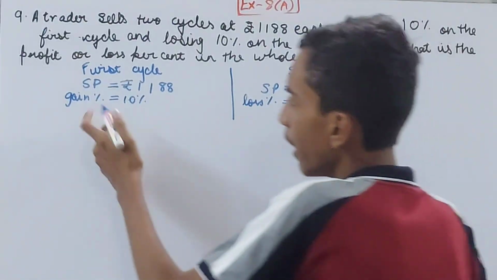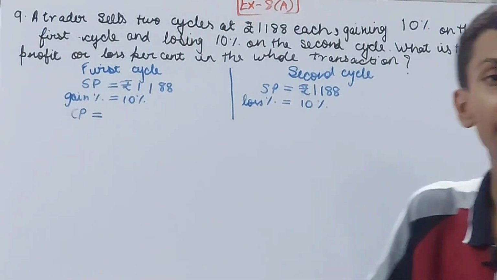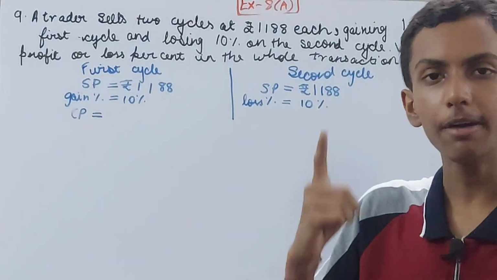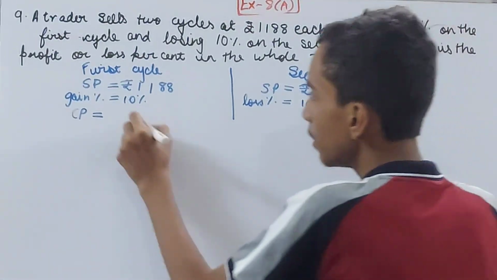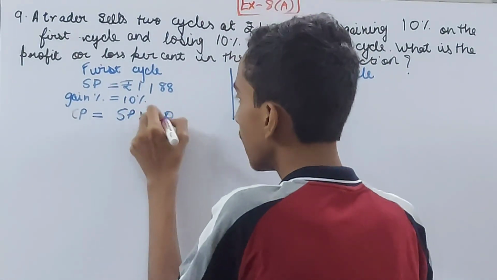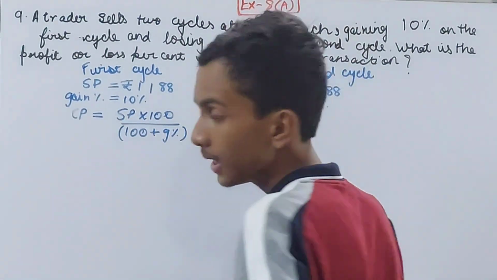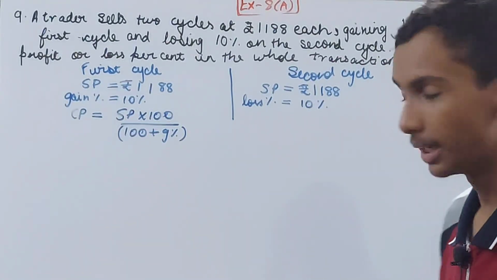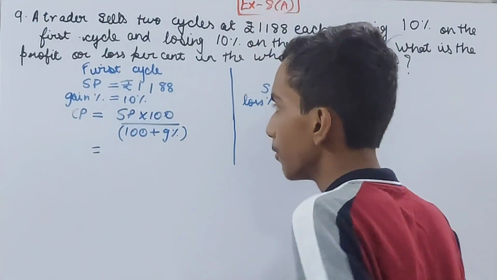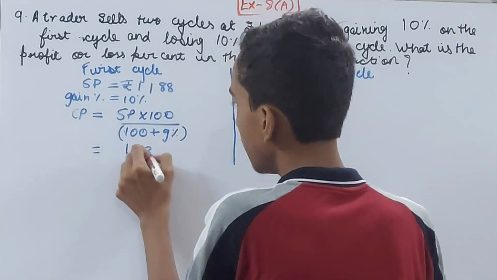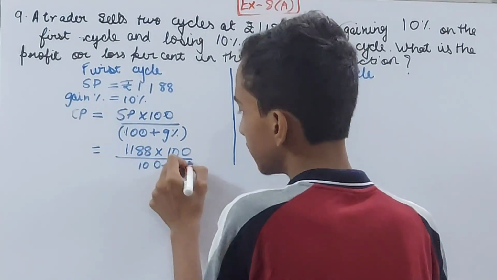Look here carefully. Here we will find the cost price of each cycle, because in both the cycles the cost price is not given. We will proceed by using the formula: cost price equals selling price into 100 upon 100 plus gain percent, when there is gain. We'll come to the second cycle also, don't worry. So selling price is rupees 1188 into 100 upon 100 plus gain percent, that is 10%.